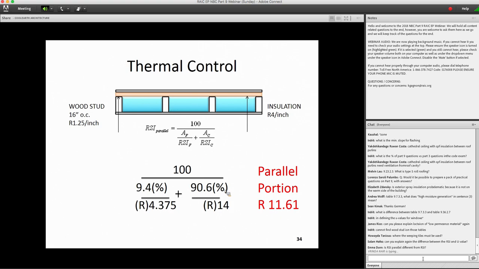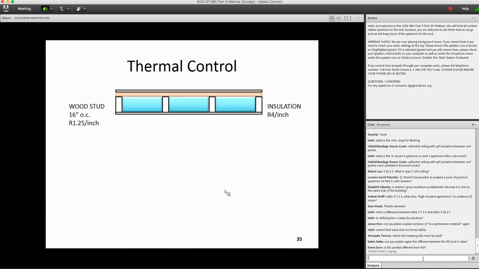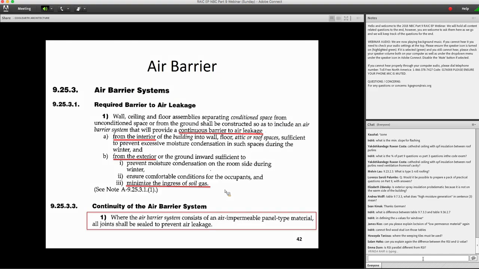Slide 42. Can you give an example on slide 42? Let's see. Sorry, Emma. Okay, I think I just gave an example on continuous air barrier. I'm going to send you a picture of a couple of projects we worked on, showing the air barrier on the outside and the vapor barrier on the inside.